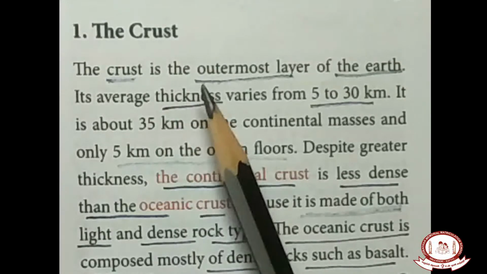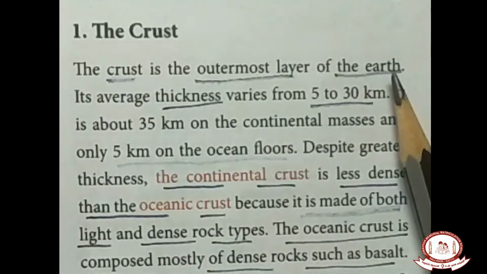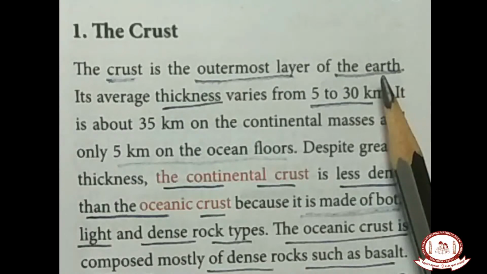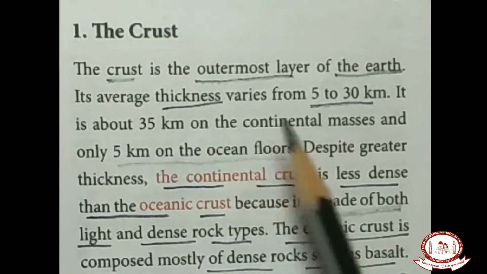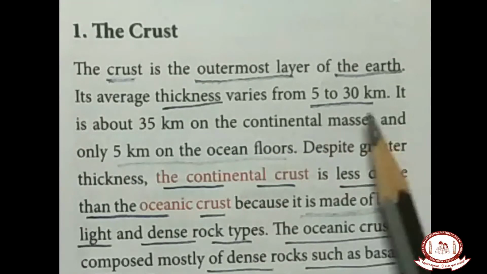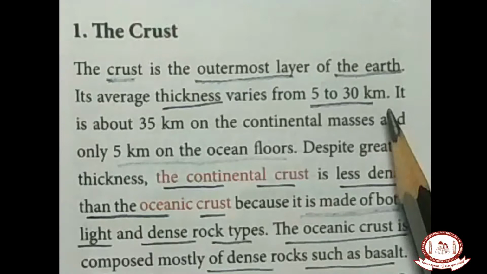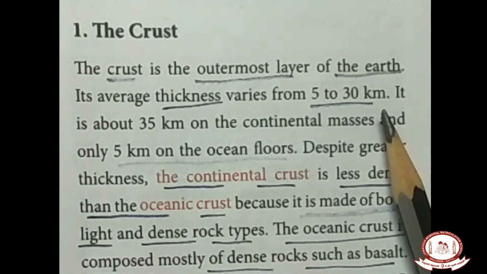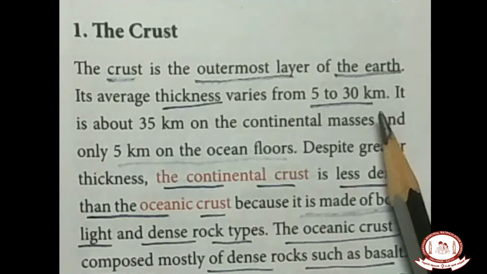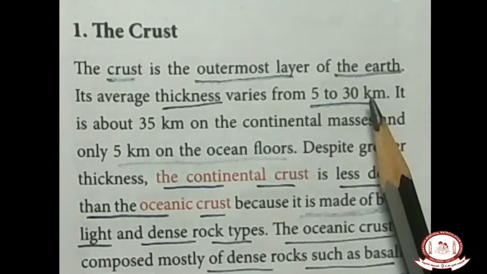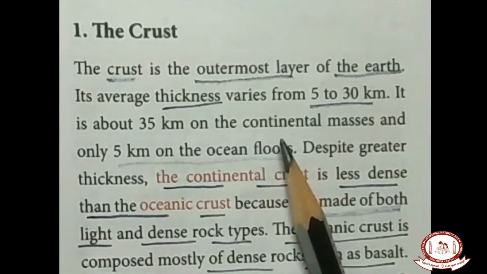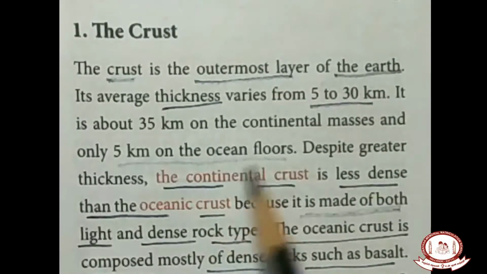The crust is the outermost layer of the earth. Understood the meaning, children? Which is the outermost layer? Its thickness is measured in kilometers. See, it varies from 5 to 30 kilometers. You know the distance of a kilometer, no? So inside the earth, its thickness is 5 to 30 kilometers. Now we are going to study about the continental masses and the ocean floors.